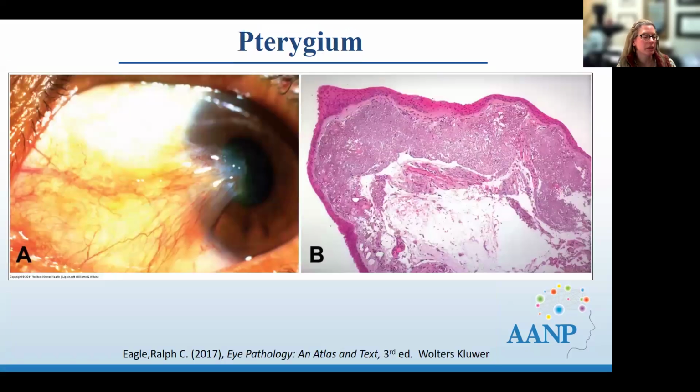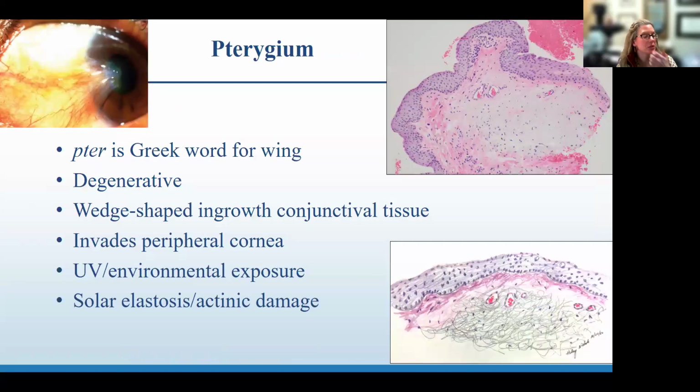And then here's a great look at that wing-like growth where it's often nasal. It can be nasal or lateral. And you can see that it really does look like an insect wing with the veins that go through it and that solar elastosis underneath. Okay. So it's derived from the word for wing. It's a degenerative process with that wedge-shaped growth, and usually from UV or environmental exposure. And it's the solar elastosis and actinic damage that occurs within the substantia propria.